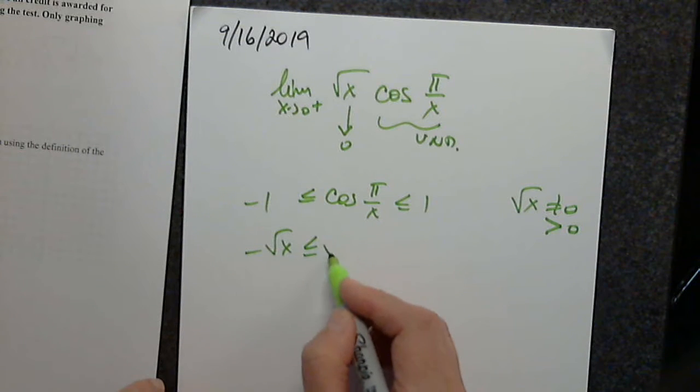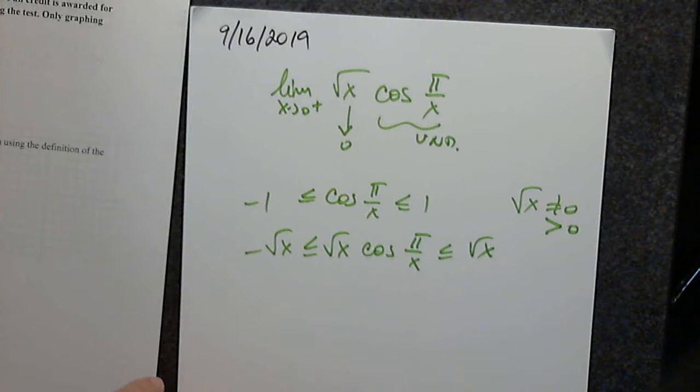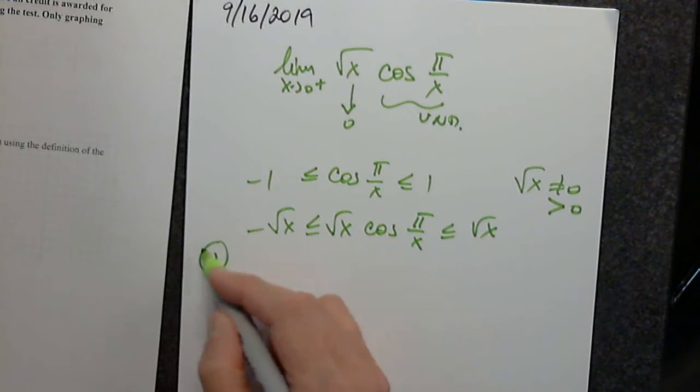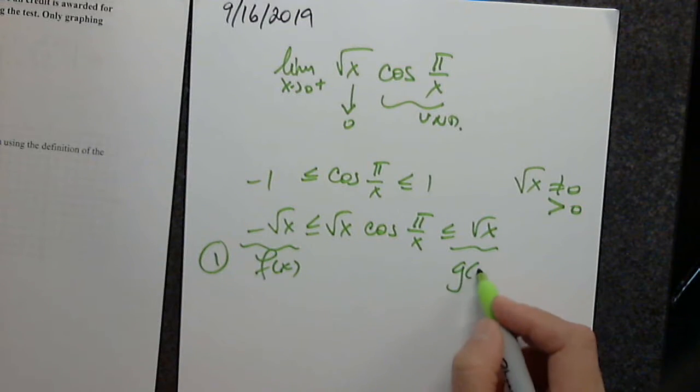Negative the square root of x less than or equal to the square root of x cosine pi over x less than or equal to the square root of x. So that's the first hypothesis. We showed that this function is squeezed between two functions.